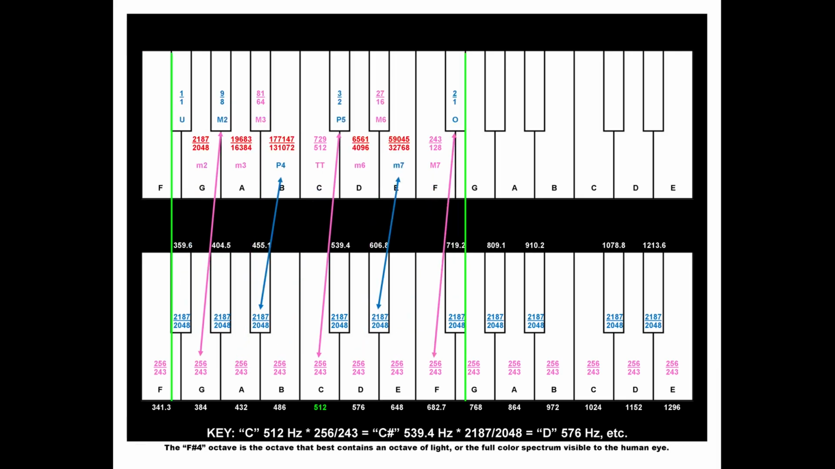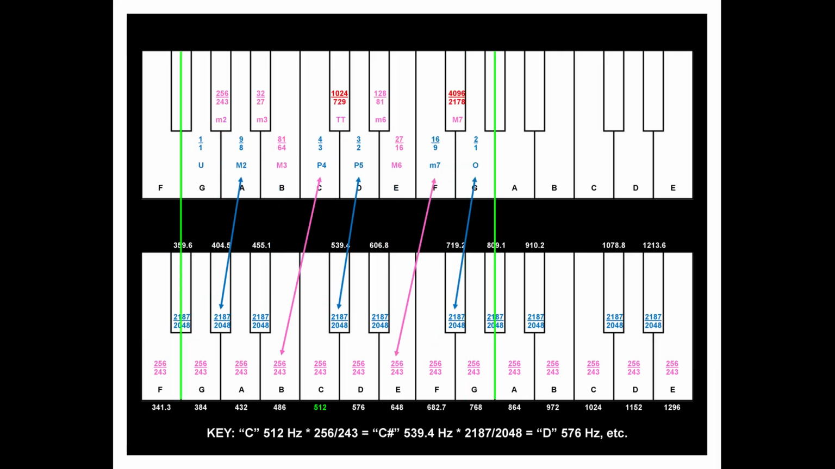Then we go to F sharp. The F sharp 4 octave is the octave that best contains an octave of light, or the full color spectrum visible to the human eye. And what we notice here is it has a lot of expanded and contracted fractions. All those red fractions, those huge fractions, those are all offset fractions. They're not the default or the dominant intervals.